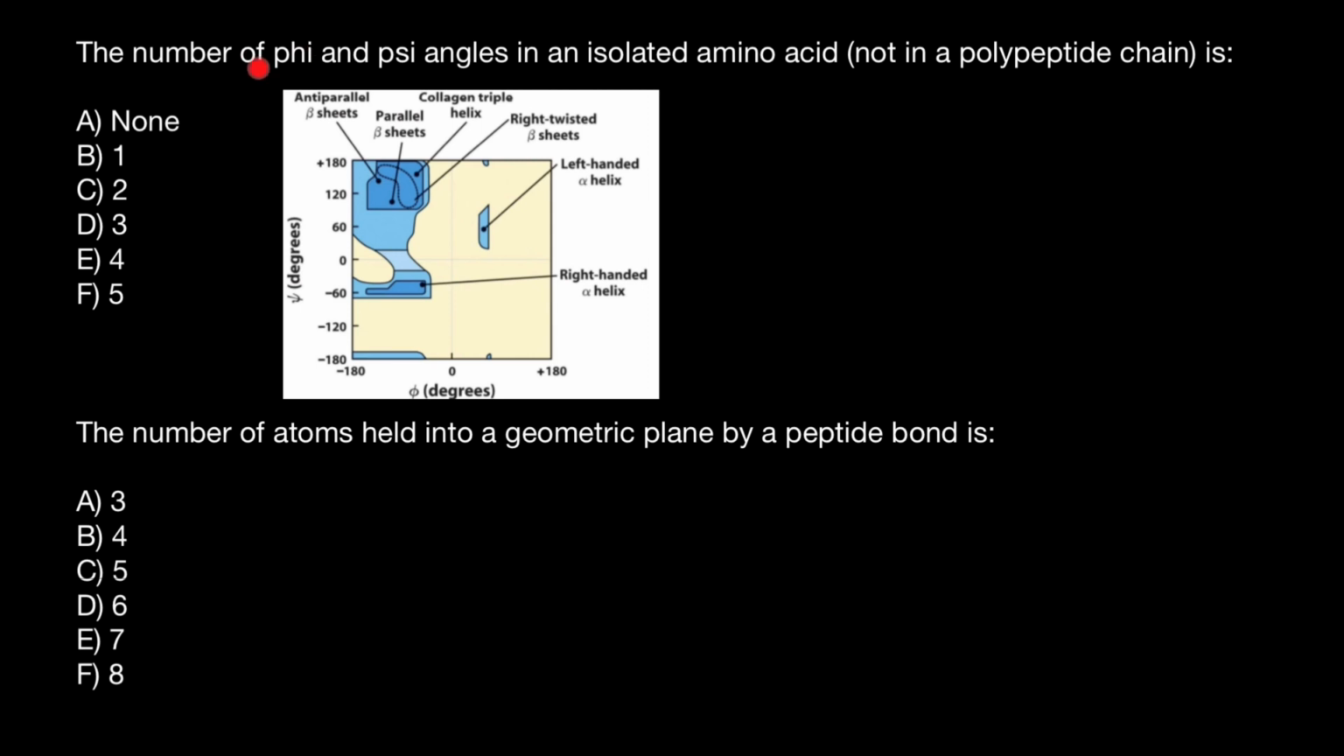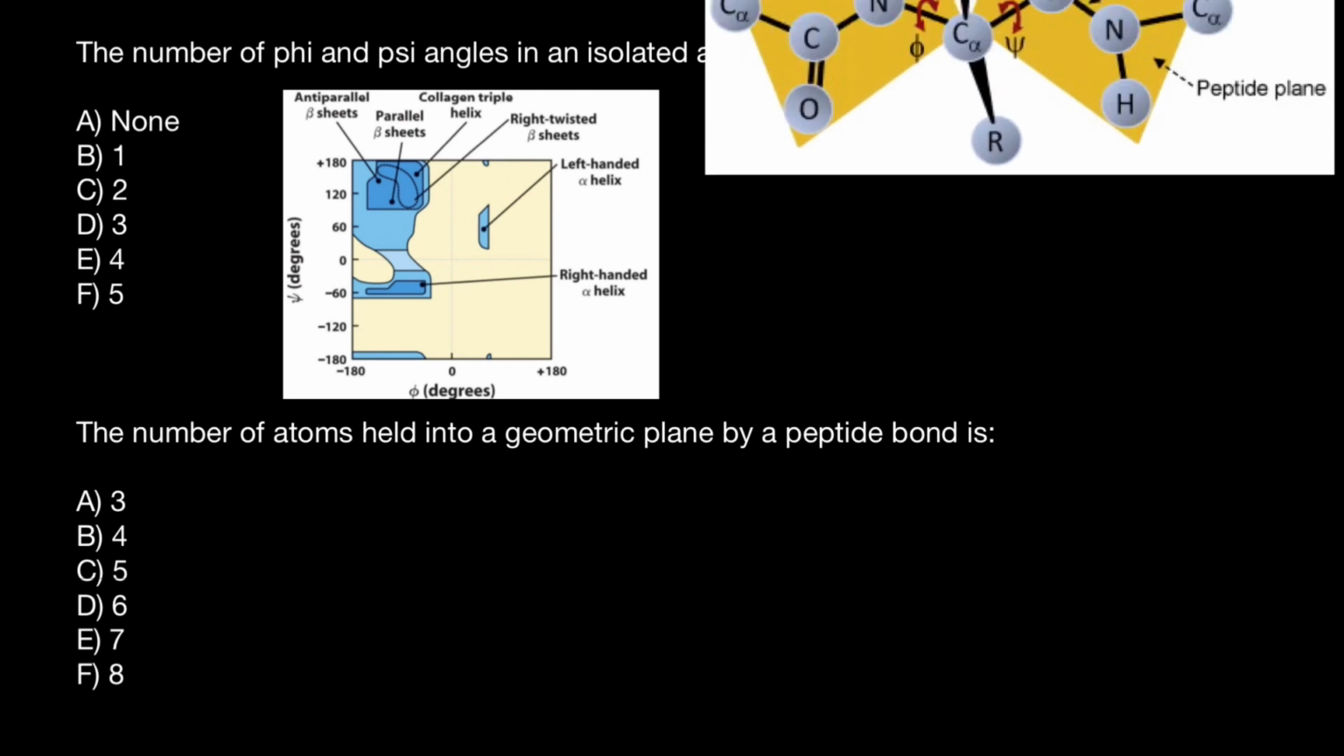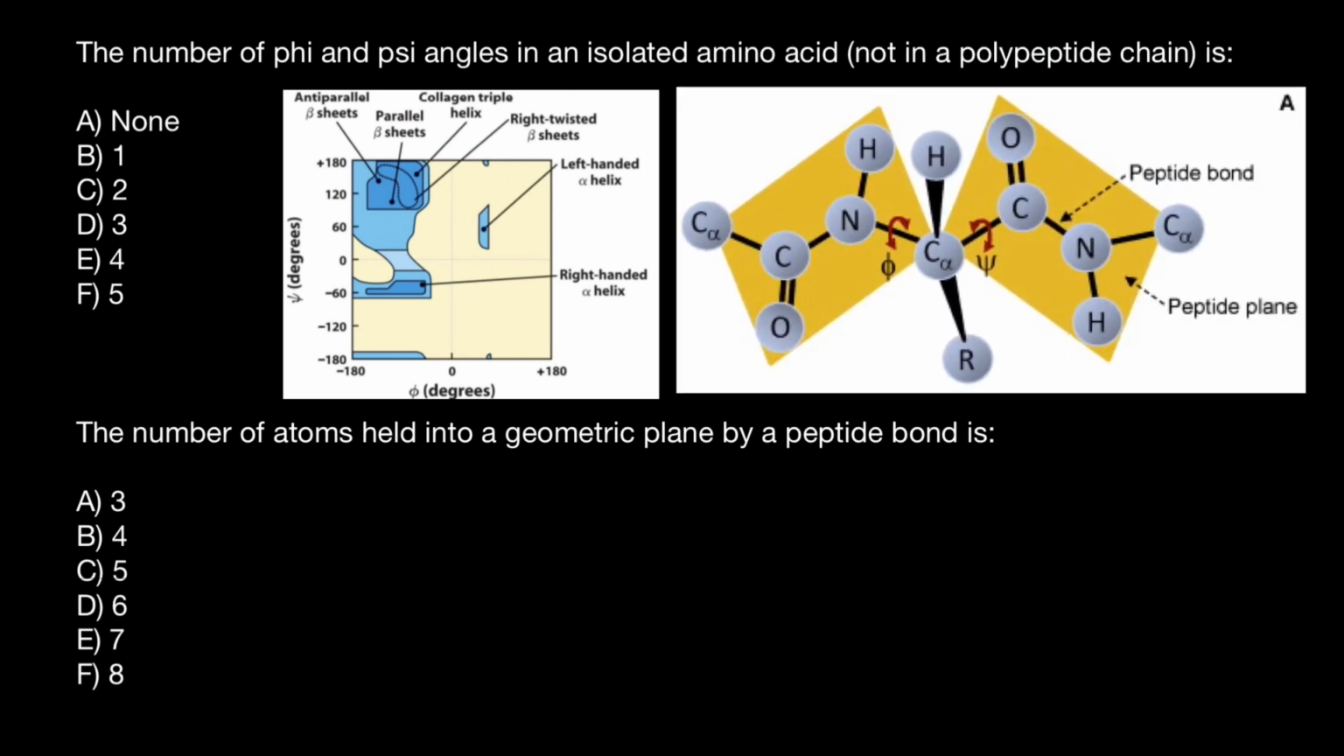The number of phi and psi angles in an isolated amino acid, not in a polypeptide chain, is, and you have to choose one of these answers. Now take a look at this picture, and we can see here an amino acid in the center. This is the central alpha carbon. This is the hydrogen, the R group, and here is the amino group and the carboxylic group, and this amino group makes a peptide bond with amino acid number 1.